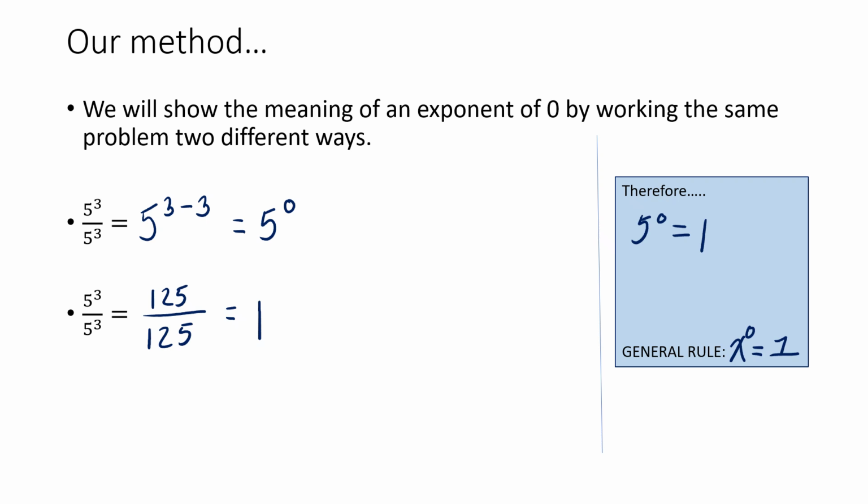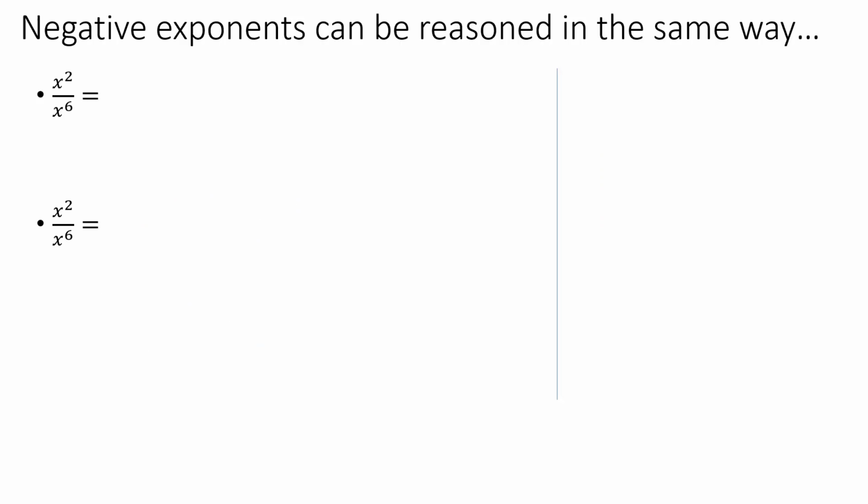And I'm looking at the practice set, and I don't think I put a whole lot of that in the practice set, but there's a reason for that too, and that has to do with how I do these problems. Now, negative exponents can be reasoned in the same way. So we're going to take this problem here, x squared over x to the 6th, and we're going to work that problem out 2 different ways and show that they must be equal.